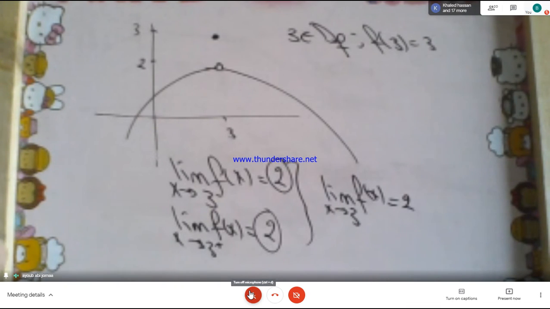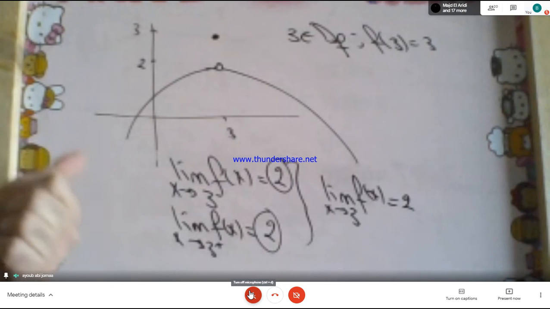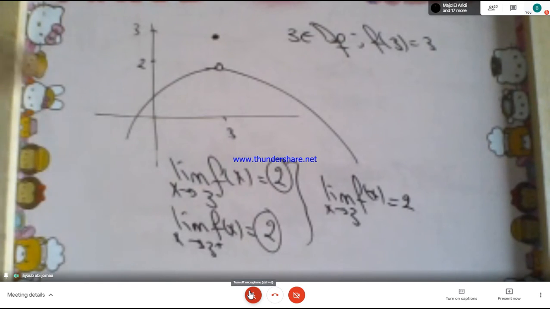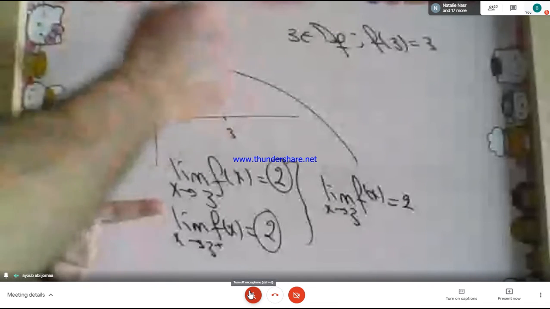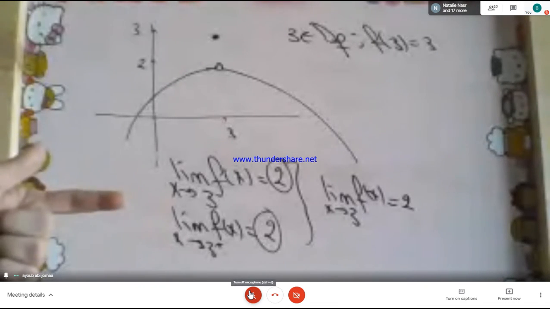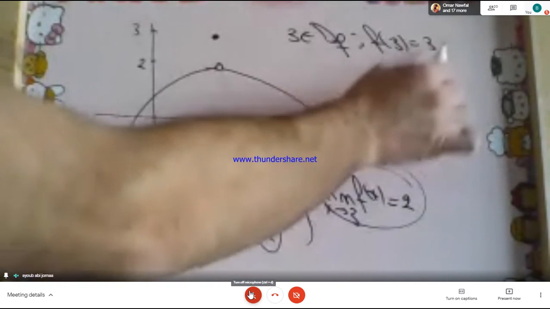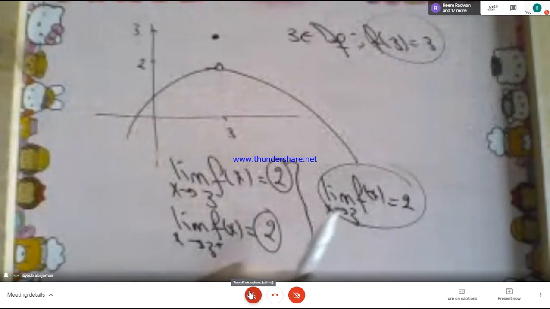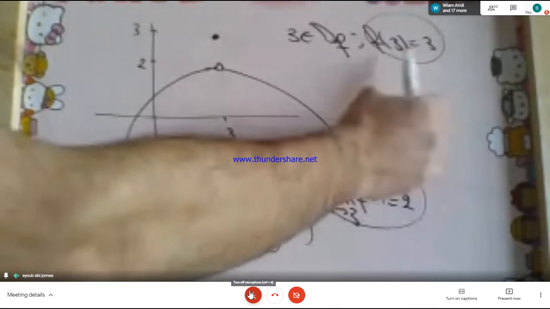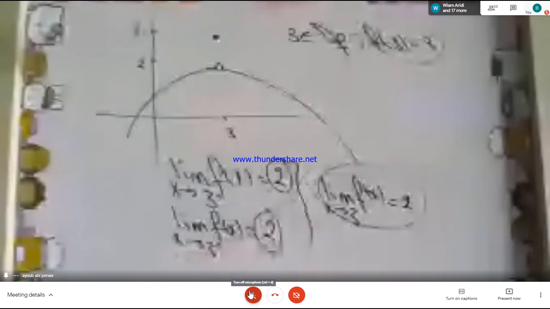the function is defined at the given number. The function is defined at 3. The limit as x approaches 3 exists. Limit from the left is equal to the limit from the right. But the function is not continuous. Yeah, the first condition is satisfied, defined. The second condition, the limit exists. But still, the function is not continuous. Why? Because the limit is 2, and the value of the function is 3. The limit as x approaches 3 is 2, while f of 3 is equal to 3. They are not equal.